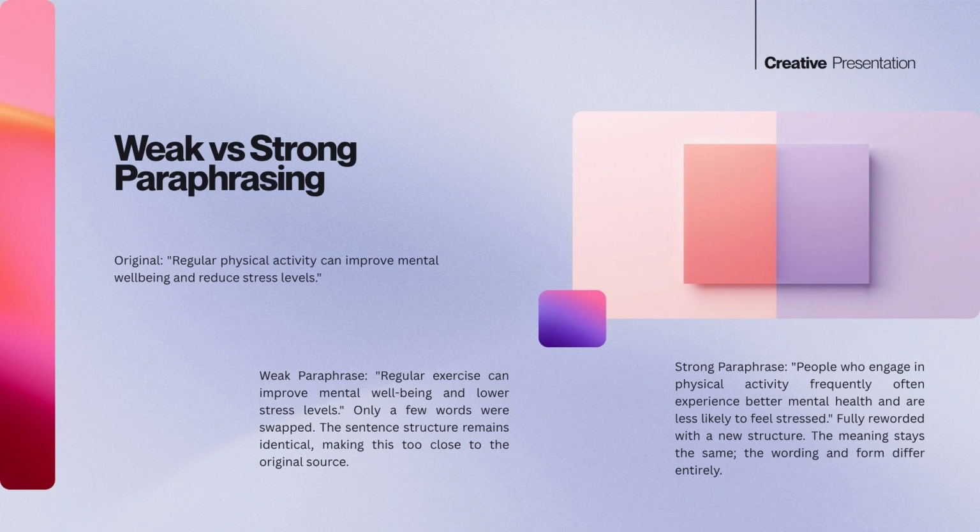A stronger paraphrase might be, people who engage in physical activity frequently often experience better mental health and are less likely to feel stressed. Notice what happened. The meaning stayed the same, but the sentence was completely rewritten. That is effective paraphrasing. So how do you paraphrase properly?